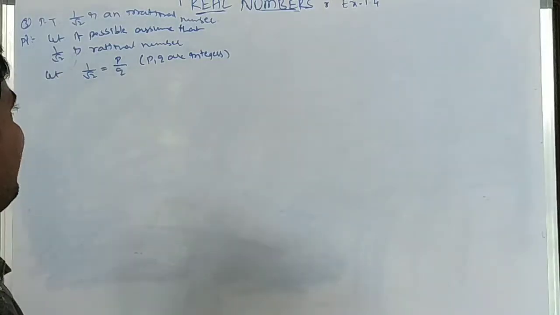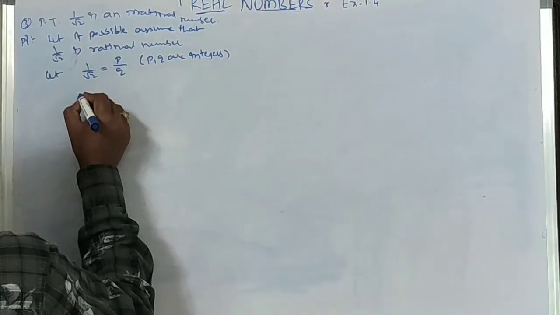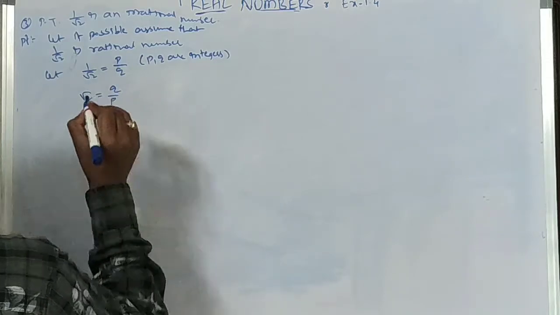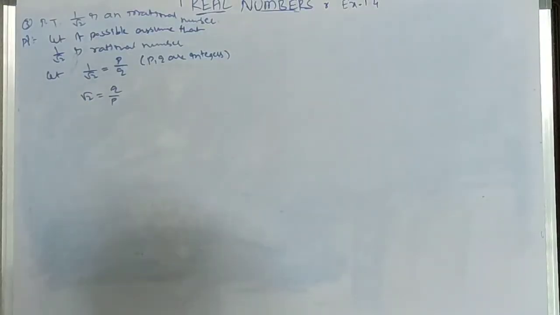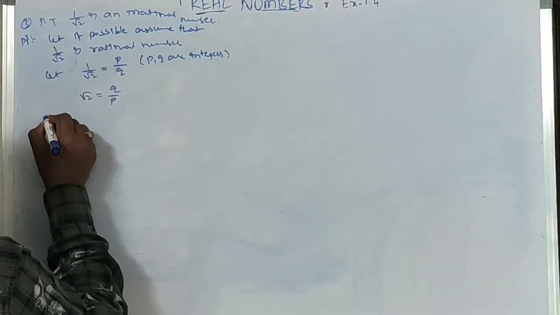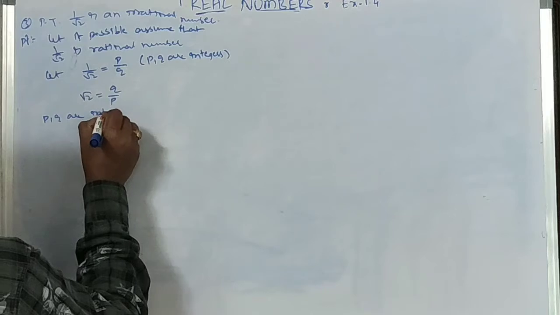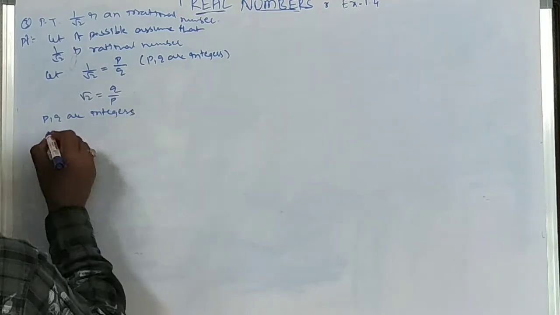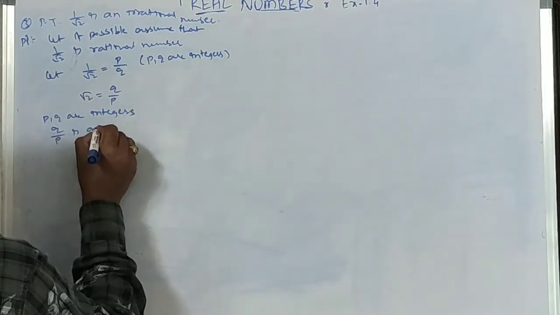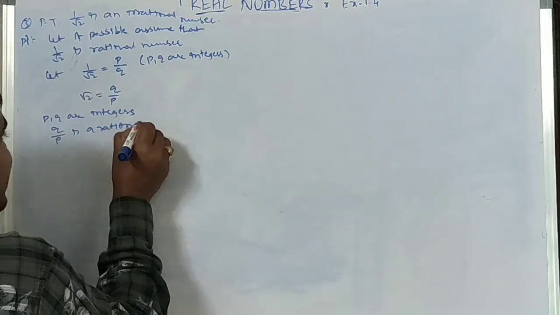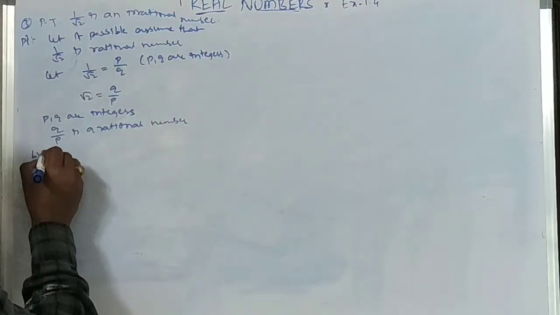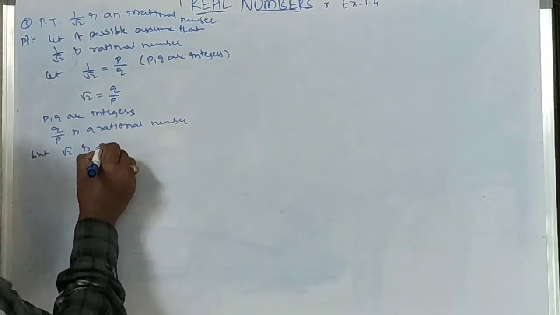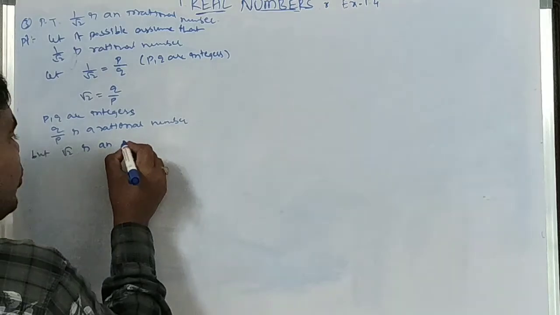Okay, 1 by root 2 equal to p by q. I want to take reciprocals, so root 2 equal to q by p, where p, q are integers. So q by p is a rational number. But root 2 is an irrational number according to the previous proof.